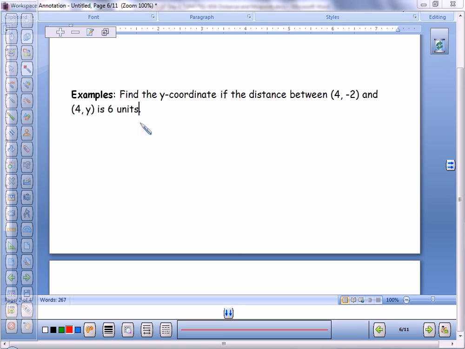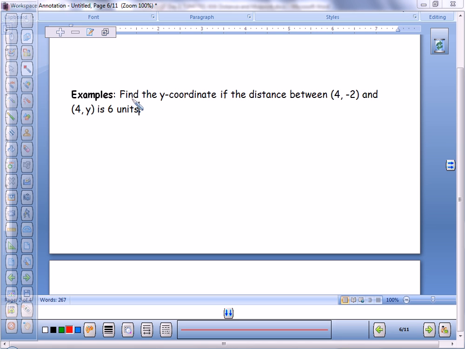So even though the x's are the same, find the y coordinate if the distance between (4, -2) and (4, y) is 6 units. I know that's not what your directions say. Your directions had extra words in them, and they didn't make any sense. I know what your directions say. They don't make any sense. So I fixed it. Okay? So find the y coordinate if the distance between these two points is 6 units.